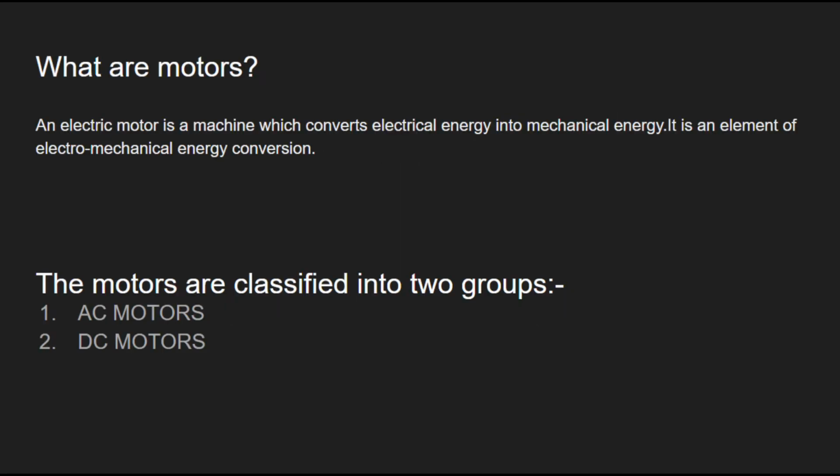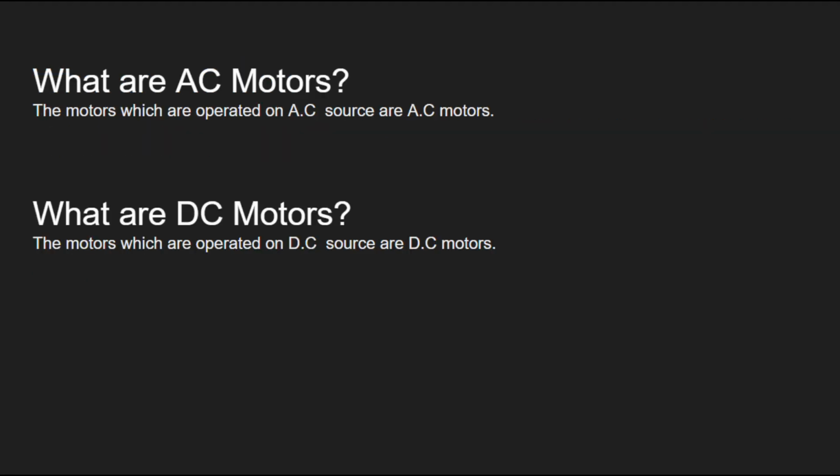So basically a motor is nothing but a machine which converts electrical energy into mechanical energy. It is an element of electromechanical energy conversion. The motors are classified into two types, AC motor and DC motor. In a very simple way, the motors which are operated on an AC source are called AC motors and the motors which are operated on a DC source are called DC motors.